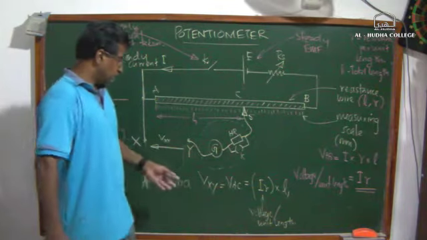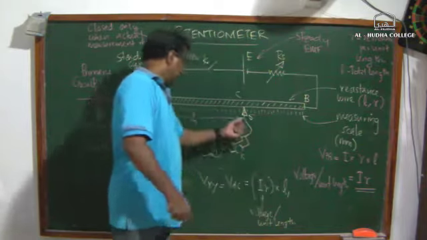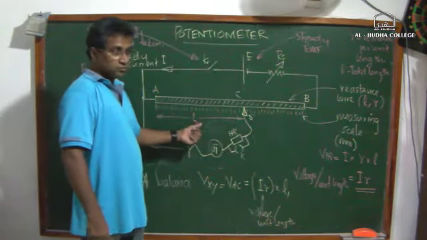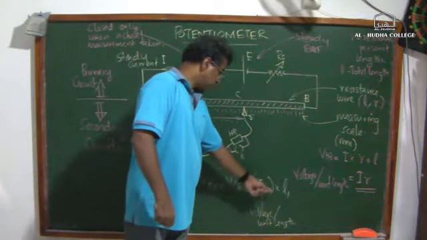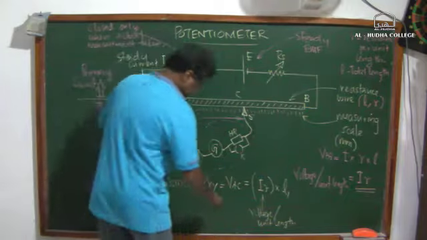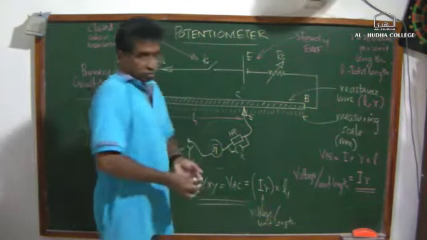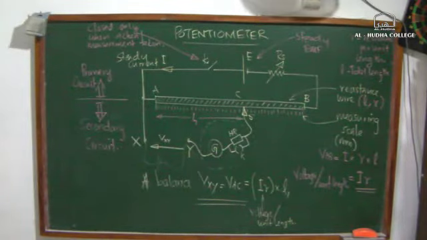But how to find Vac? We can multiply the voltage per unit length by the balance length L1, right? So if you multiply that by L1, the balance length, you can calculate the Vxy, right? So this is how the potentiometer is used to measure voltages.